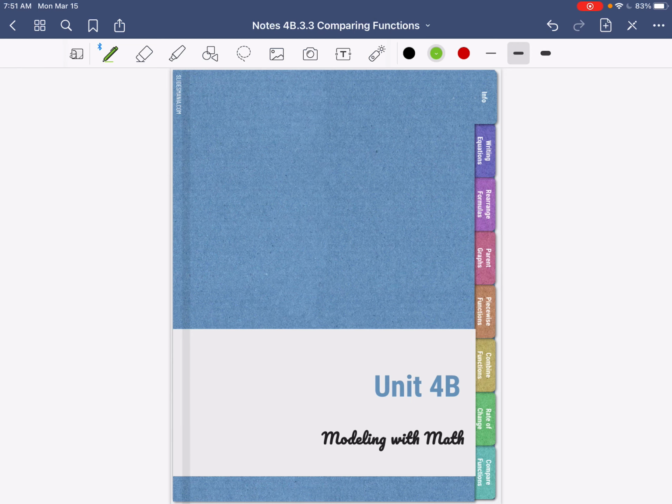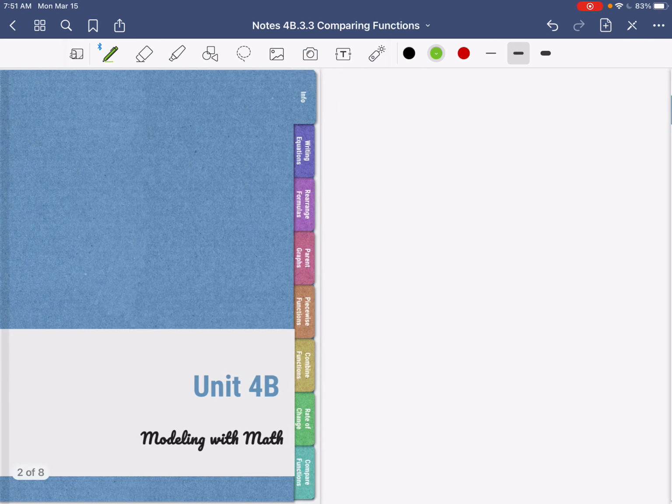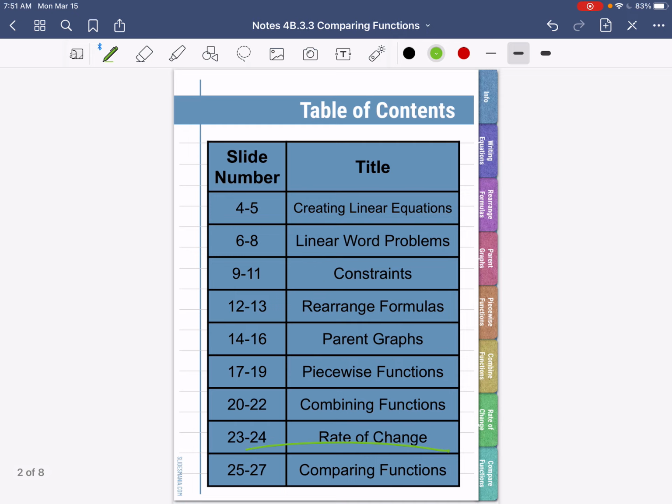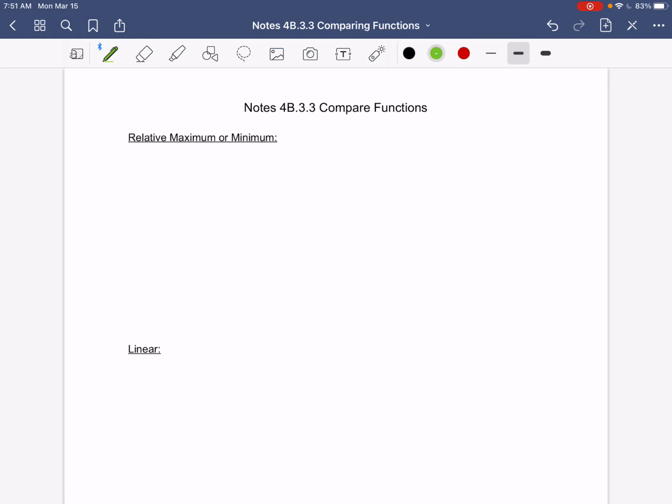Hey guys, this is our last set of notes we're going to do for Unit 4B before our test. So we're going to be down here on slide 25 through 27 about comparing functions. So at the top of your paper, go ahead and put your title, Notes 4B.3.3, Compare Functions.